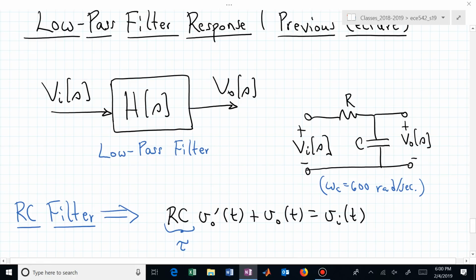What's the order of that filter? It's a first order filter. It has one energy storage device. We have one capacitor. Or you could say it's first order because I have a first derivative, a V0 prime, or a dV0 dt. It's first order, however you want to think about it. And seeing that, you should know what its Bode plot looks like.